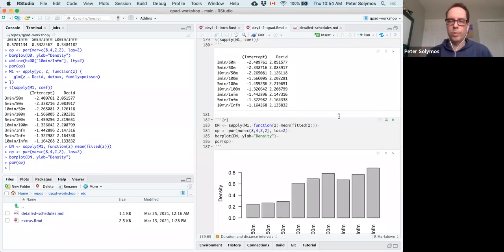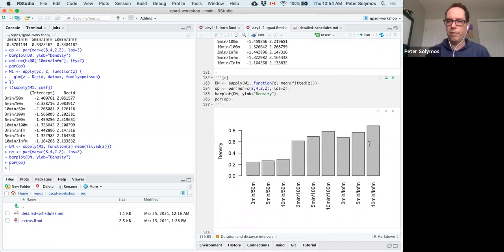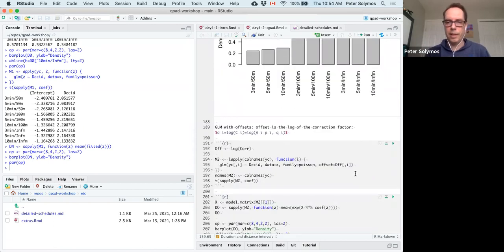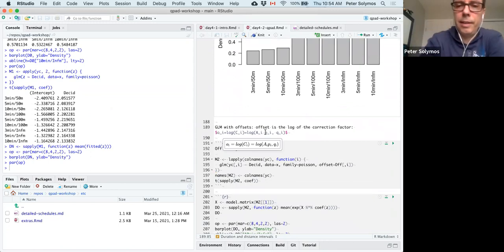So if it's a single protocol and you're interested in relative abundance, maybe you don't need to do any kind of correction. If you have different protocols or you want to talk about real density, then you need to take these into account. So let's clear up what we mean by an offset.